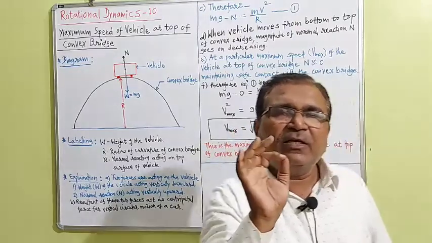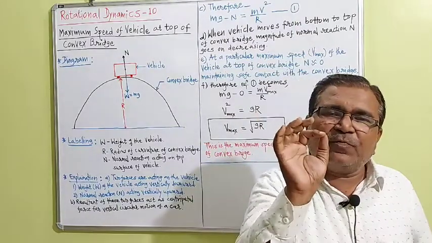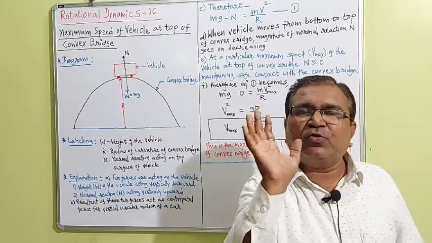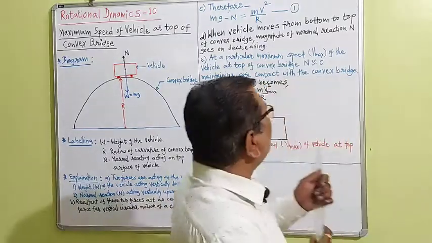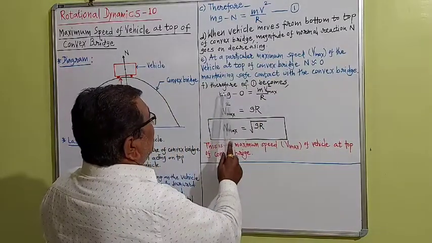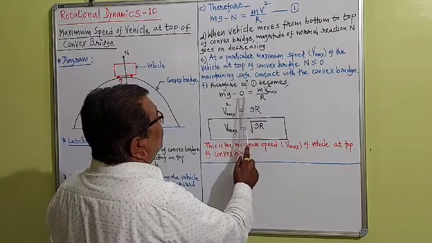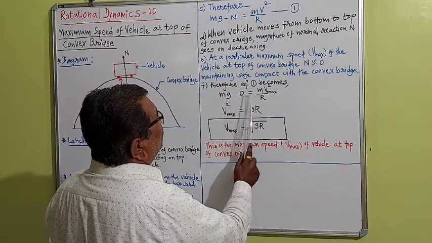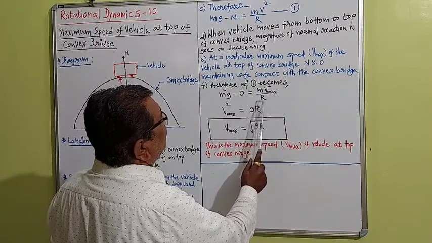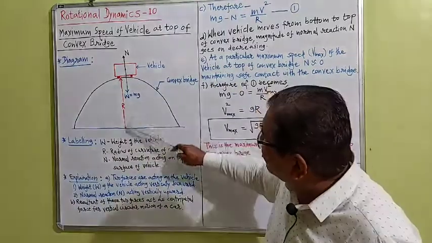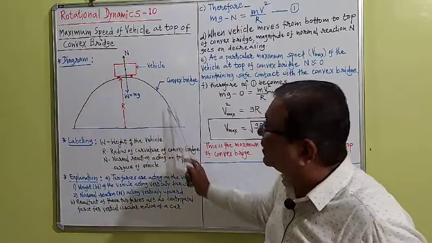So, instead of V, we put V max, and instead of capital N, we put 0 in the above equation. What do we get here? Mg minus 0, by putting N equal to 0, we get mg minus 0 is equal to m V square max upon capital R, where capital R is nothing but the radius of curvature of this convex bridge.